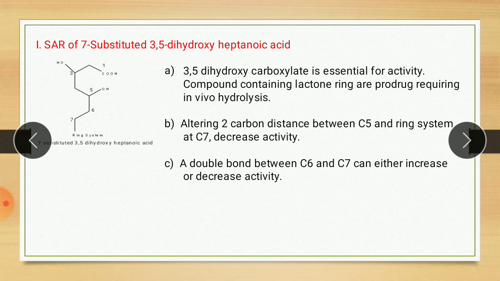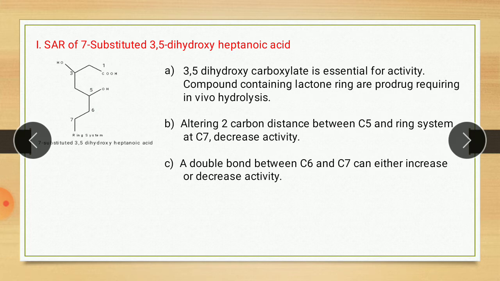Second point, altering the two-carbon distance between carbon 5 and the ring system at carbon 7 decreases the activity. Here there are 2 carbons between carbon 5 and carbon 7, that is, an ethyl bridge. If we increase the number of carbons between carbon 5 and carbon 7, then the activity decreases. So for optimum activity, there will be 2 carbons between carbon 5 and the ring attached at carbon 7.